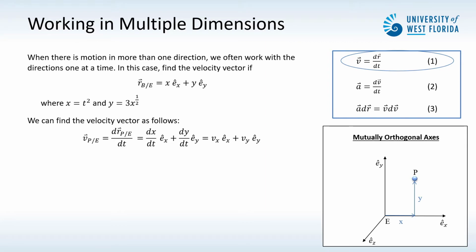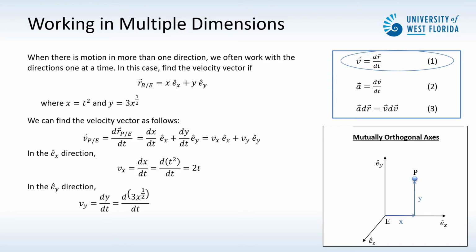We know that velocity is the time derivative of the position vector, and we write it as dx dt ex plus dy dt ey, which is the same as vx ex plus vy ey. Let's make a note that we're working only in the ex direction first. Vx equals dx dt, which is the time derivative of t squared as given in the problem statement, and Vx turns out to be 2t.